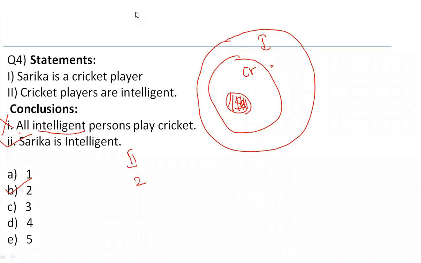Okay. Sarika is a cricket player means she is a part of total cricket team category. So cricket players are intelligent means that circle is completely inside the intelligent circle. And conclusions, all the intelligent persons play cricket means intelligent circle should lie completely inside the cricket circle. That is not possible here. So that is 100% false. And next, Sarika is intelligent. Sarika is completely inside the intelligent circle. So that is true 100%. Only conclusion 2 follows means you need to pick 2. 2 is given for option B. Answer is option B.